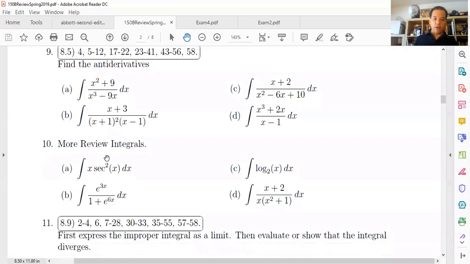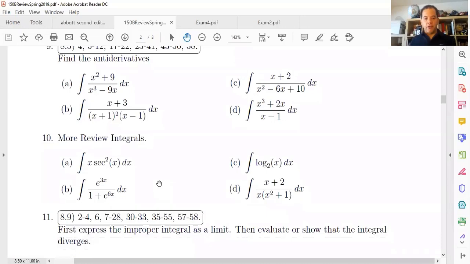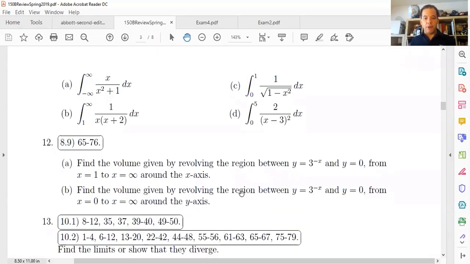So this one on 10 is a combination of different ones for you to try. Like A, for example, is probably an integration by parts problem. And so is logarithm base 2, right? You're supposed to do that one by parts. This is a partial fractions problem, and this is one where a simple u substitution will take you to one that you can do. Okay, then we also have improper integrals.